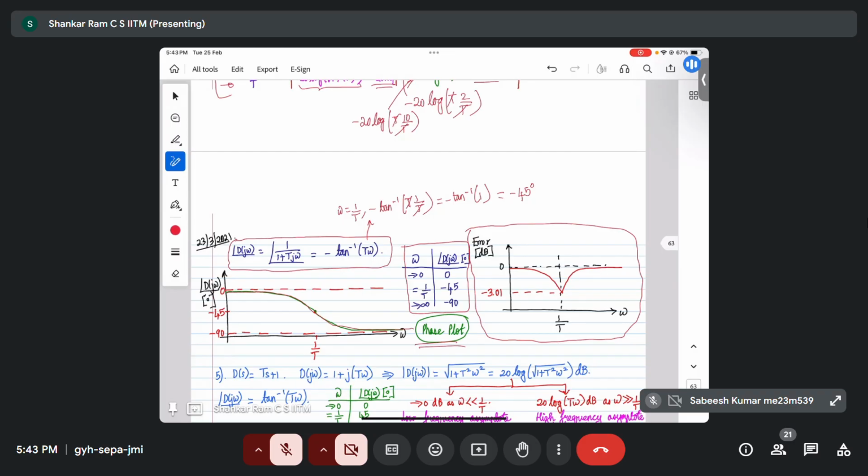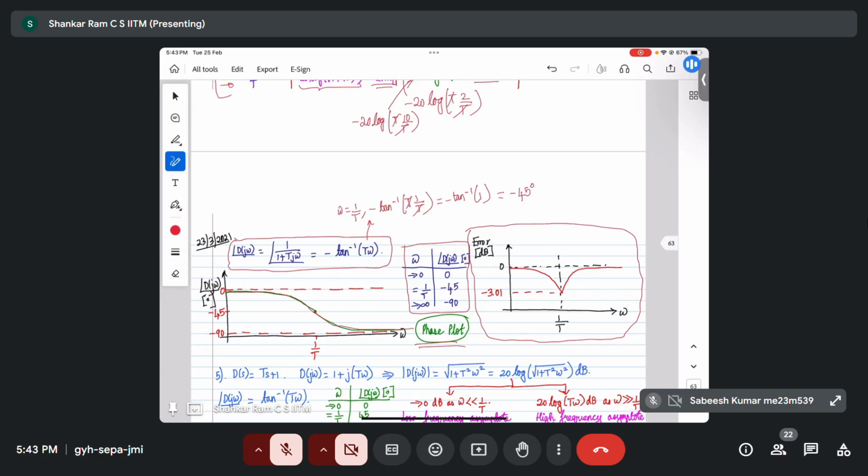And then we did an error analysis where we calculated the difference between the actual and the asymptotic value. We observed that the difference between the actual and the asymptotic value was the maximum at the corner frequency. The value was minus 3 decibels, and it was symmetric around the corner frequency, right? And it kept on decreasing to 0 as we moved away and away from the corner frequency.